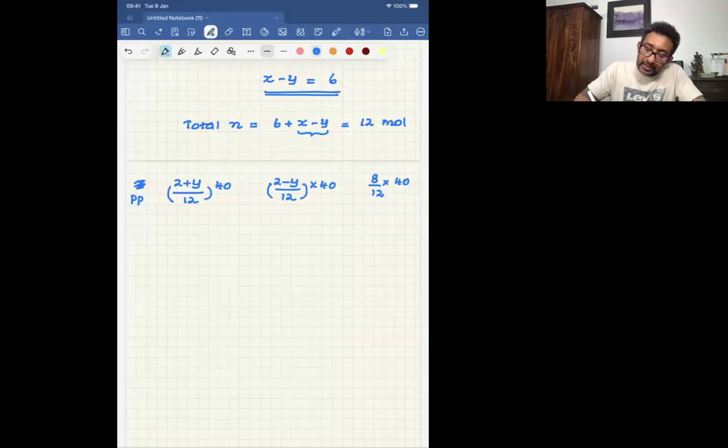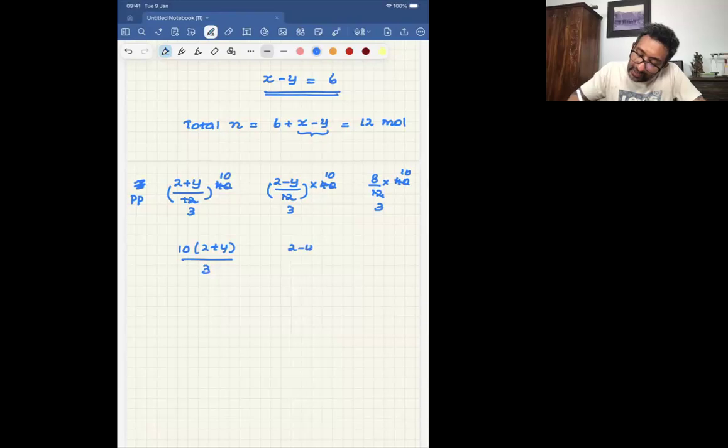Is it clear? This is 10. This is 3. Now, 10 times 2 plus y divided by 3. And it is the same here: 2 minus y times 10 divided by 3. This is 80 divided by 3. They are the partial pressures.